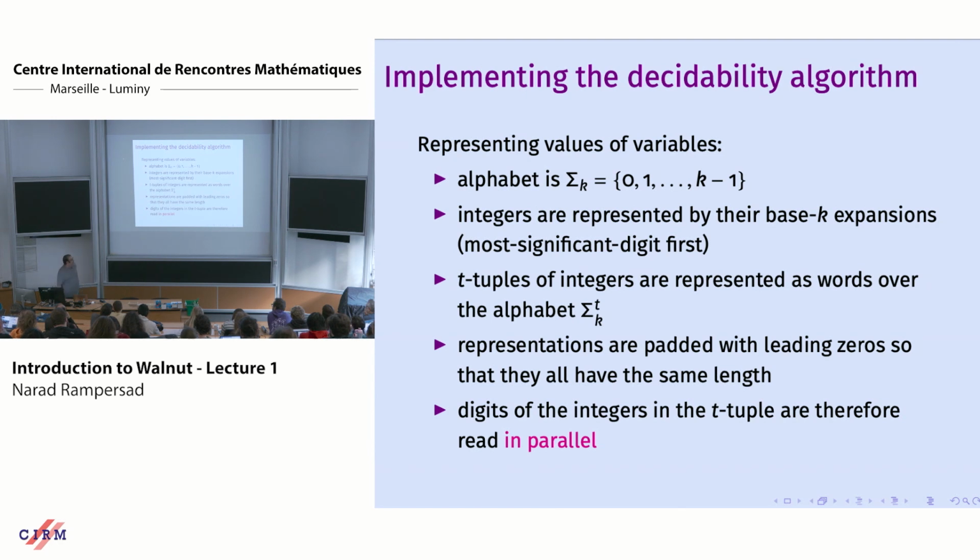The idea here is to take your formula and somehow build an automaton that will accept all the integers that satisfy the formula. So the question is, how do you build the automaton? First of all, we represent all of our integers in base k, like I told you before. We represent tuples by writing down all the rightmost digits as a single symbol, and then all the second digits and all the third digits, all in parallel. So your automaton will be reading all the digits of the numbers in your tuple in parallel.